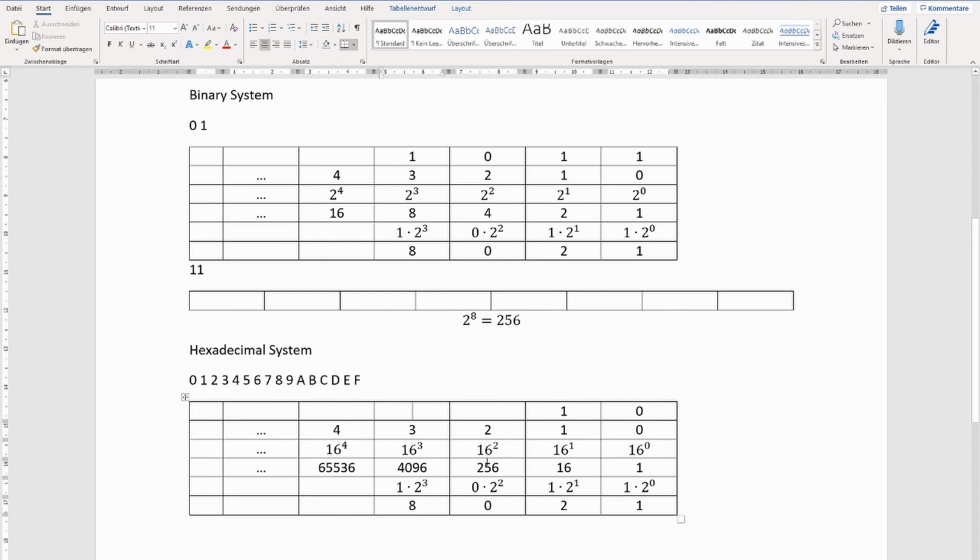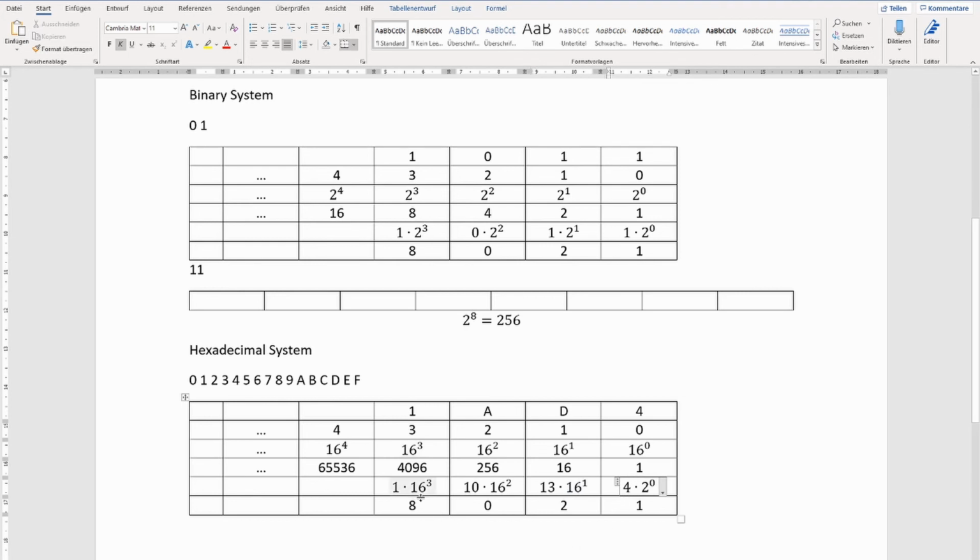So let's say we have here 1 A D 4. So we have 1 times 16 to the power of 3. We have A, which is 10, times 16 to the power of 2. D is 13, because A is 10, B is 11, C is 12, D is 13. Times 16 to the power of 1, and 4 times 1.